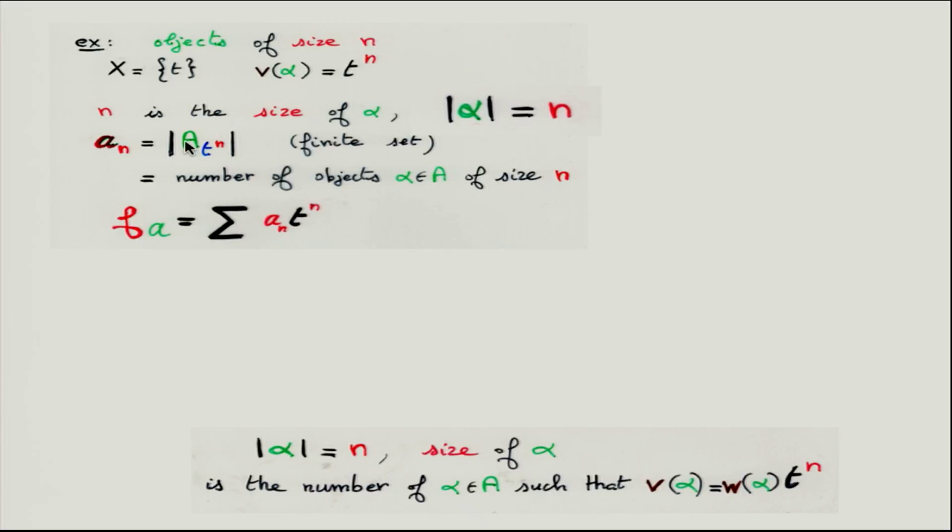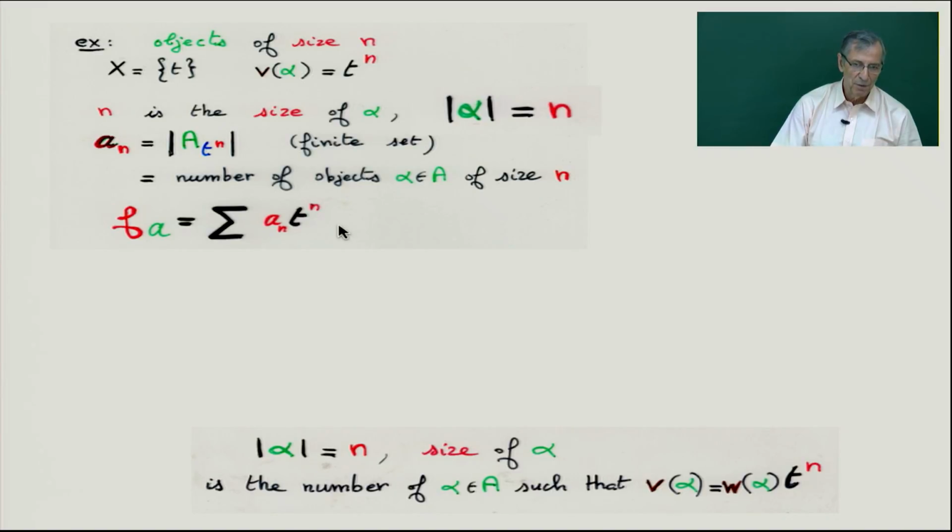In the notation, a_n is the cardinality of the set indexed by this monomial, the number of objects having size n. Then the generating function in that particular case becomes the sum of a_n t power n, where a_n is the number of objects of size n, even if I have no cell, no point, no edges, it's just the abstract size of the object.